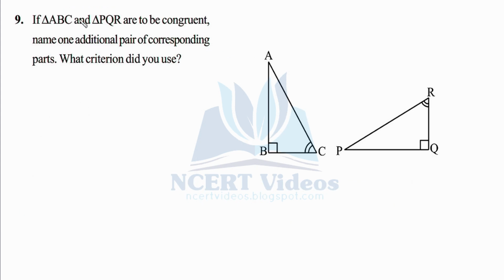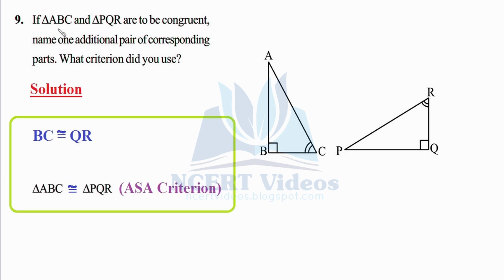Question 9th. If triangle ABC and triangle PQR are to be congruent, name one additional pair of corresponding parts. What criterion did you use? In this question, we are given that if triangle ABC and PQR have to be congruent, then what is the missing criteria in these both triangles? Well, let's check what is given to us first of all.